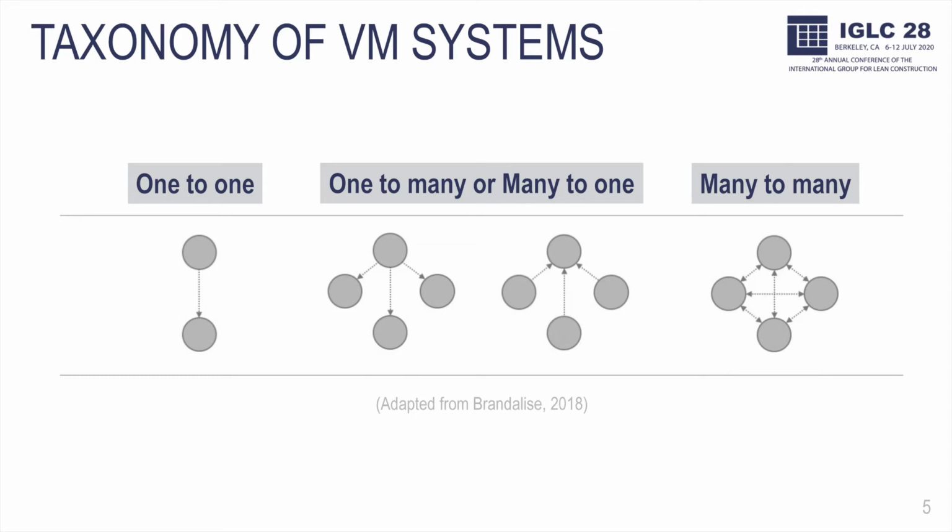There are 3 categories of communication and integration, which are one-to-one, one-to-many or many-to-one, and many-to-many. The taxonomy enables understanding of how information is shared between users, that is, in which way communication occurs between information senders and receivers, and how much the VM practice is really integrated to the management routines.